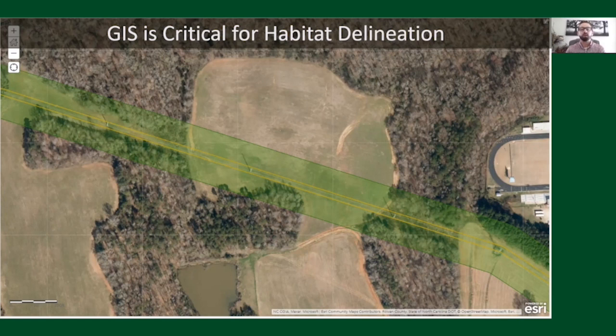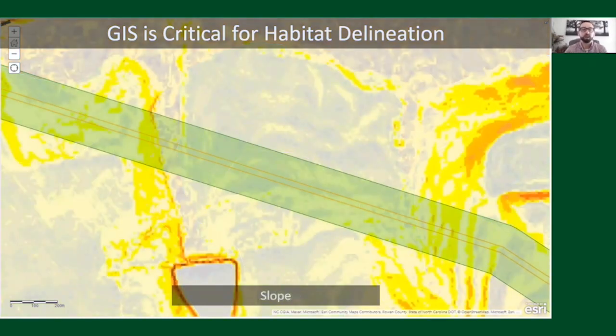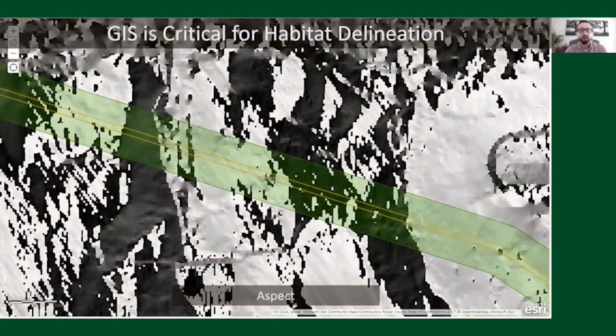So we can do things like take layers in our geographic information systems, or GIS. We can map out our rights of way or whatever lands we're managing. And then we can look at things like soil type. So what is the parent bedrock? What is the soil on which these plants are growing? We can combine that with things like slope. So what soil is growing on a higher percent slope? What soil is on more flat land? And then we can look at things like aspect, which ones are getting the morning light, which ones are getting the afternoon light.